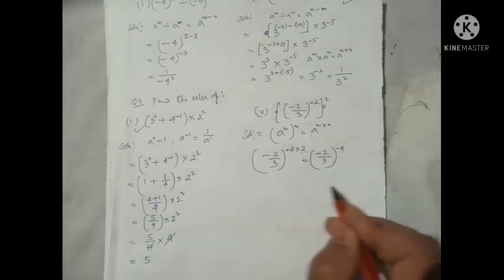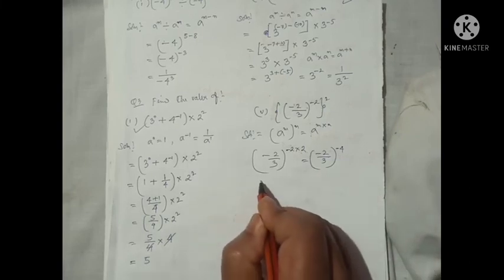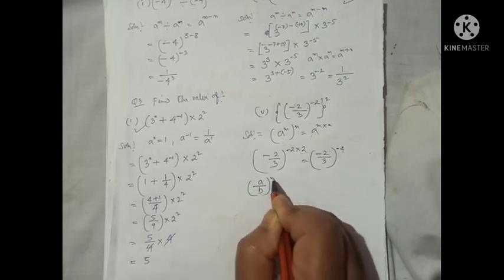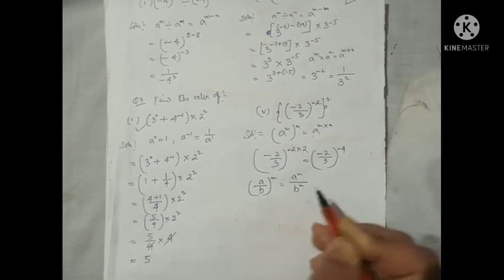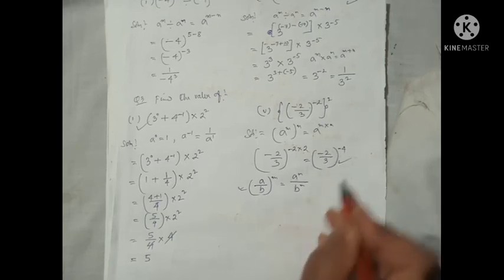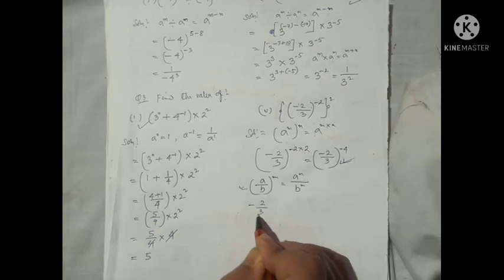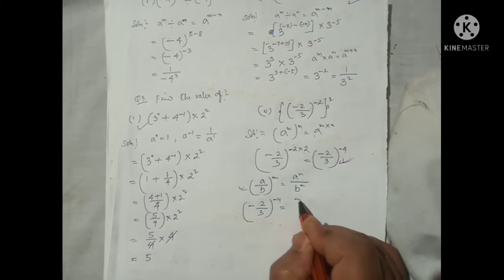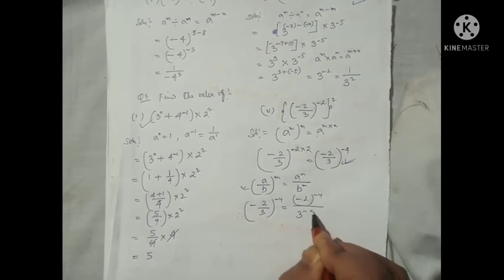We will continue with another rule, that is, when we divide a by b to the power m, that means a to the power m divided by b to the power m. We have to use this law again in this step, that is minus 2 by 3 to the power minus 4. That means minus 2 to the power minus 4 and 3 to the power minus 4.